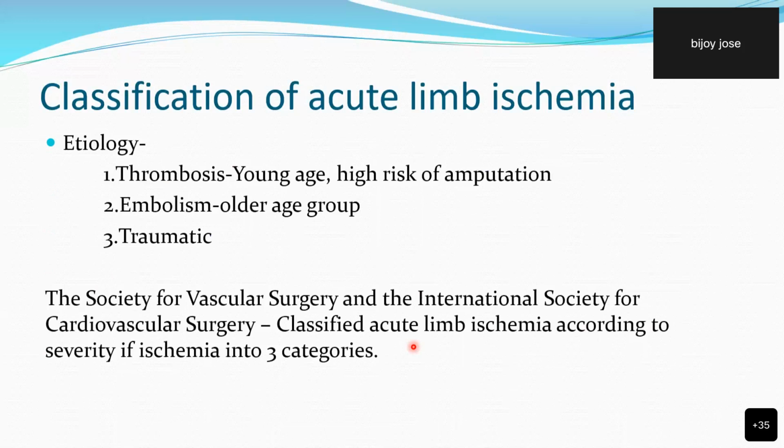So that's about clinical presentation, history, and generally about the etiologies of acute limb ischemia. Now I'm coming to classification. On etiology: thrombosis is seen in young age with a high risk of amputation. Embolism is usually seen in the older age group, and traumatic causes come mostly in the young age group, but can be present in both.